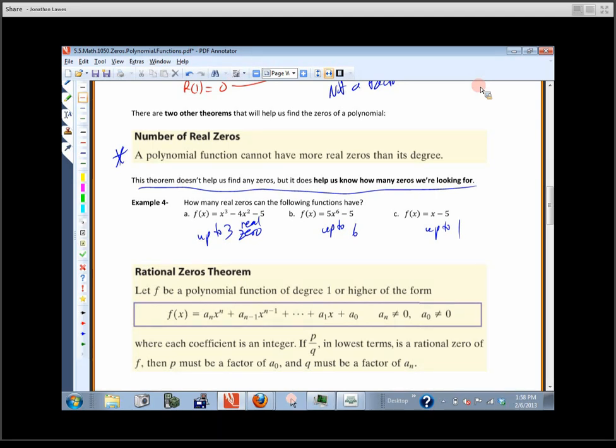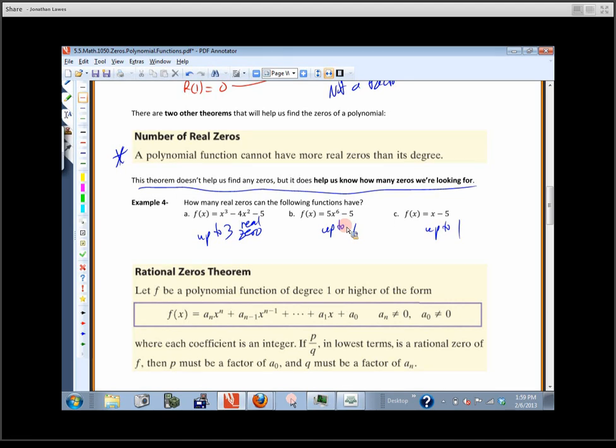That'll happen in the next section. Okay, so we'll wait till later this week to do that. But on this one, if I find 3, I know I'm done. On this one, if I find 6 of them, I know I'm done. I can stop right there. I don't have to keep looking for any more than the number of the degree.